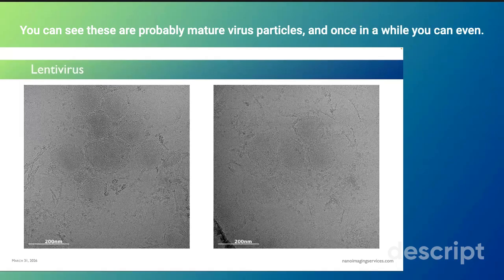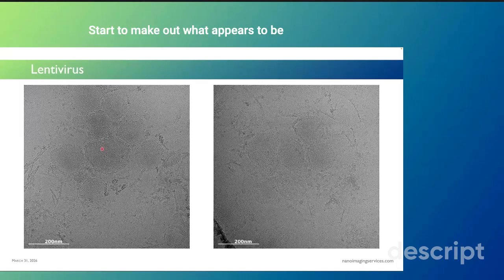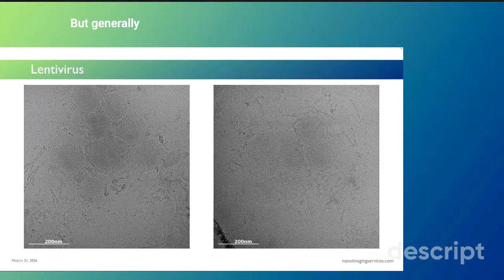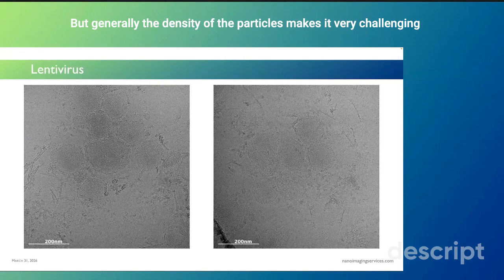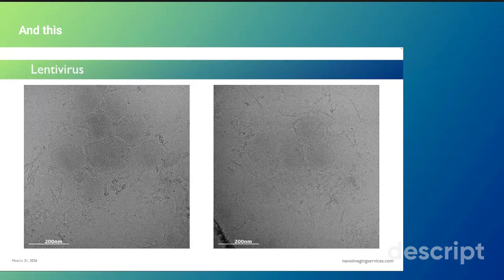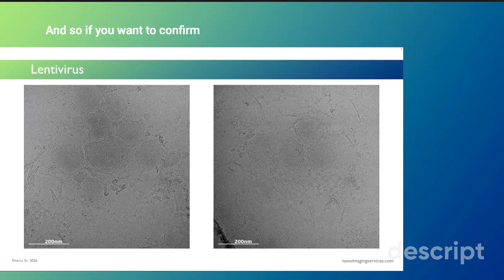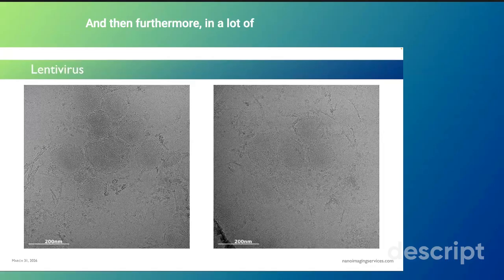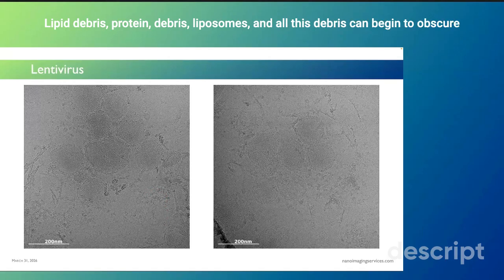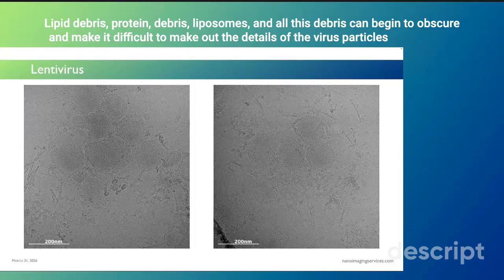Once in a while, you can even start to make out what appears to be a capsid in the particles. But generally, the density of the particles makes it very challenging to convince yourself for sure that there are capsids inside the envelope. This is known to vary in lentivirus samples, the presence of capsids. So if you want to confirm for sure that there are intact capsids, that's hard. Furthermore, in a lot of these lentivirus samples, there is often a lot of debris along with the virus particles themselves: lipid debris, protein debris, liposomes. All this debris can begin to obscure and make it difficult to make out the details of the virus particles themselves.